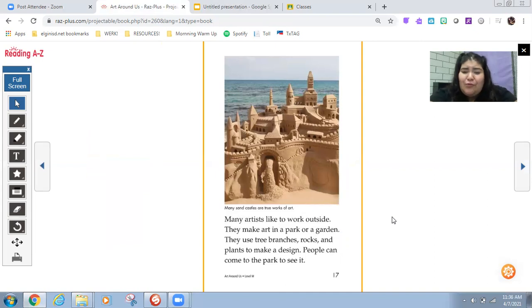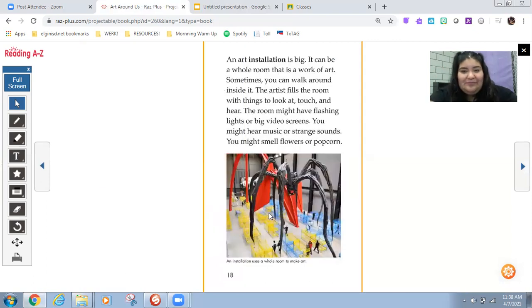Many artists like to work outside. They make art in a park or a garden. They use tree branches, rocks, and plants to make a design. People can come to the park to see it. And look right here, is a photograph and a caption, and it says, many sandcastles are true works of art. In college, we used to go every year to the Port Aransas Sandcastle Festival, and they had the craziest sandcastles. One time I saw SpongeBob and Patrick made out of sand.